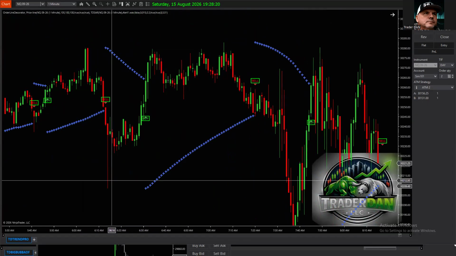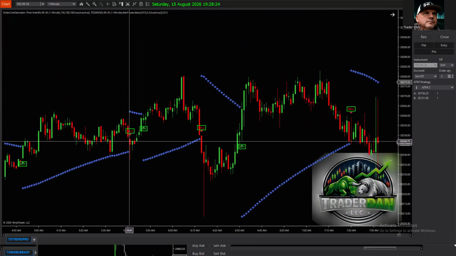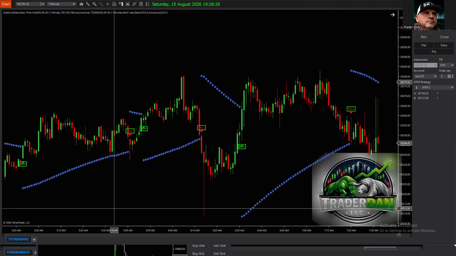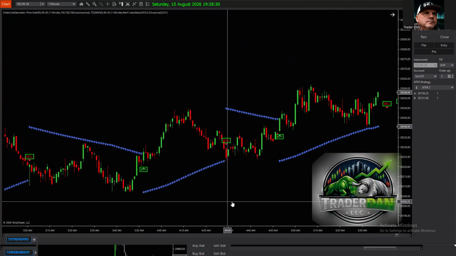Here we go. Buy long, good. Short. Sell here is follow. Nope. Sell is on this candle. No follow through. Buy, follow through on this one. Buy, follow through on this one. Sell on this one. No good.